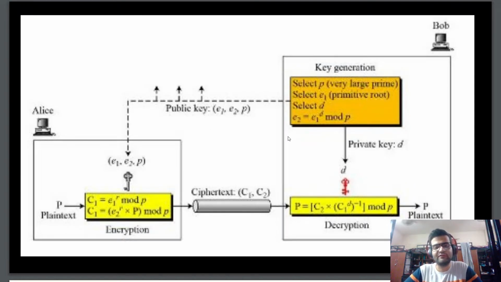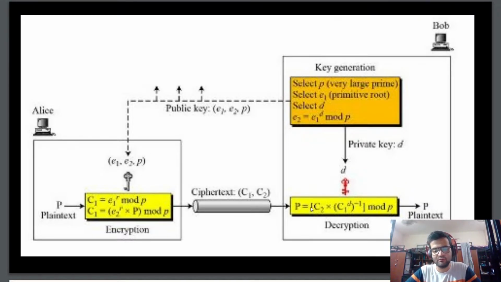Now this is the pictorial representation of the scenario which we talked about. This is Alice and this is Bob. Alice has a plain text P. Let's say she sends the message, hello, how are you? That plain text message will go through some computations. You can see C1 is calculated as E1 to the power R mod P, and C2 is calculated as E2 to the power R multiplied by P mod P. That's how it's encrypted and converted to a ciphertext, which is then sent over.